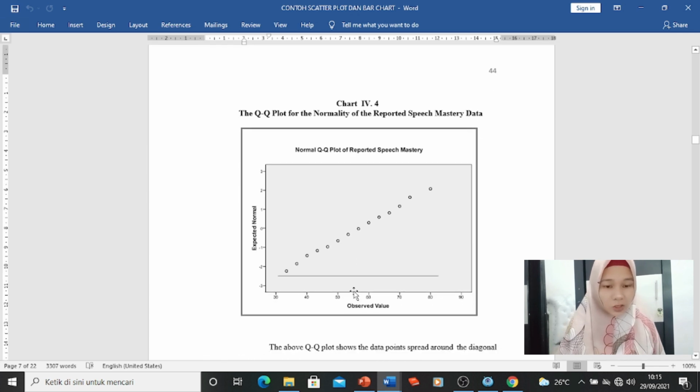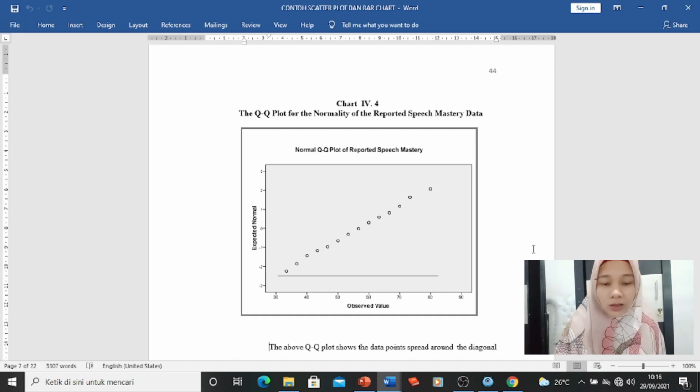Well, I think this is a new graph for you. Maybe this is new and maybe this is not. So, Q-Q plot for the normality of reported speech mastery data. This is another kind of chart I have for scatter. If you go to chart in your computer and design a scatter chart, there are some types of scatter chart. You can have a Q-Q plot and other kinds of scatter plot. You may choose; it depends on your data and your intention for the chart.